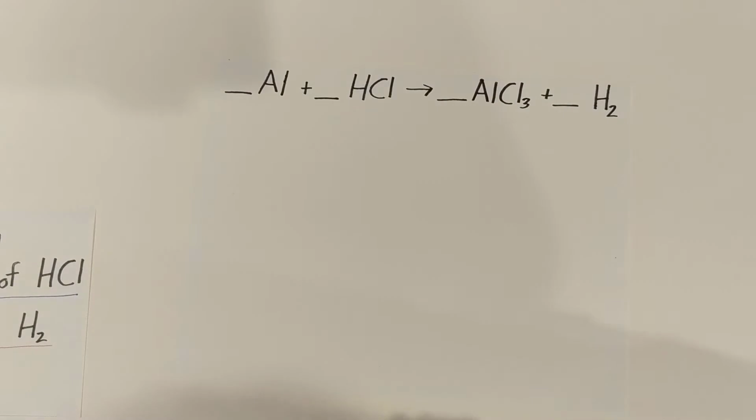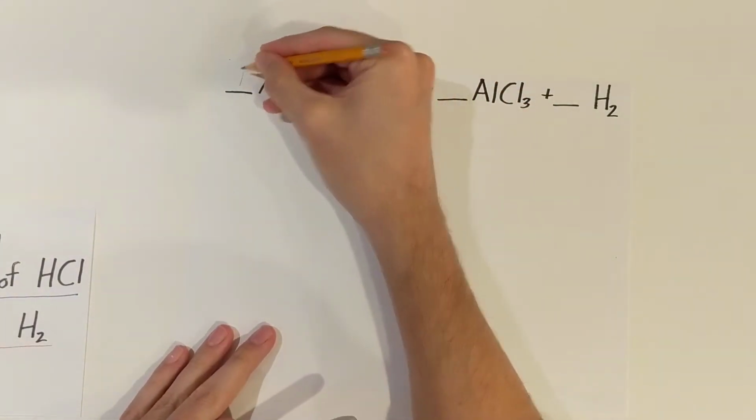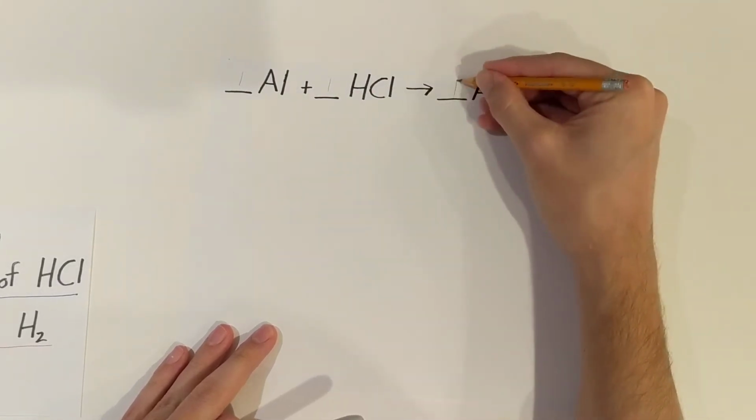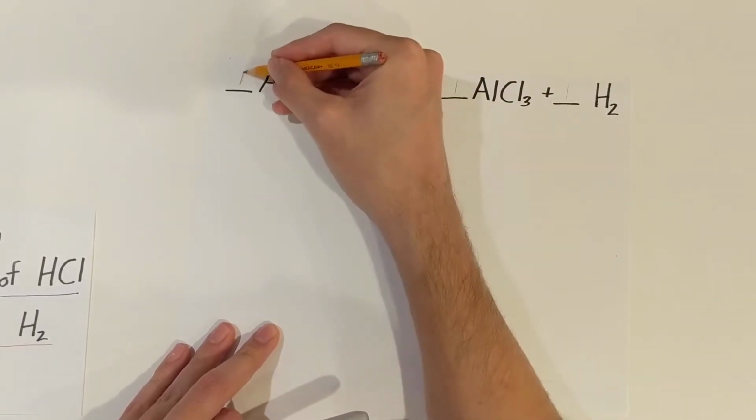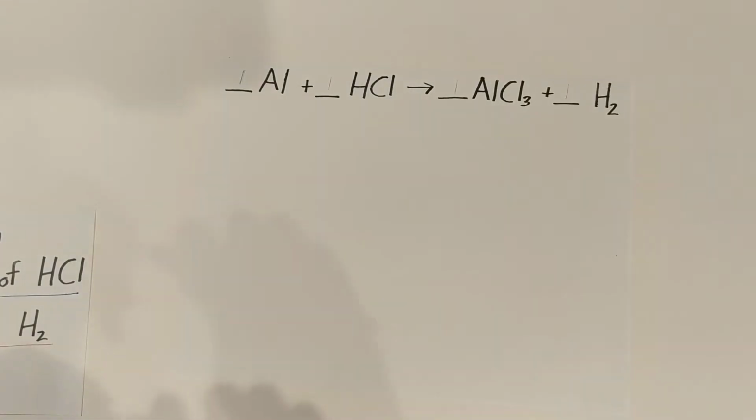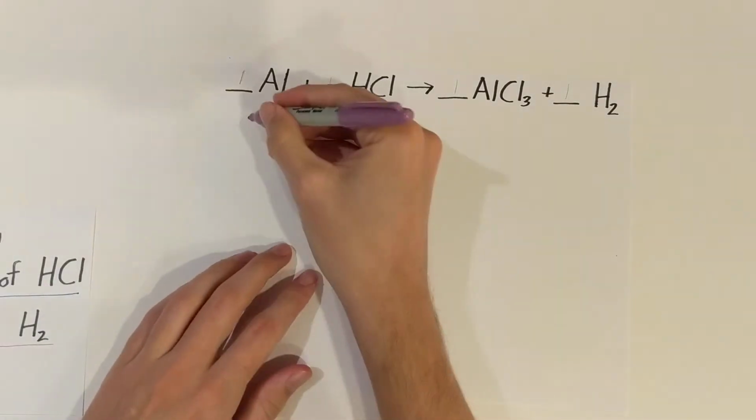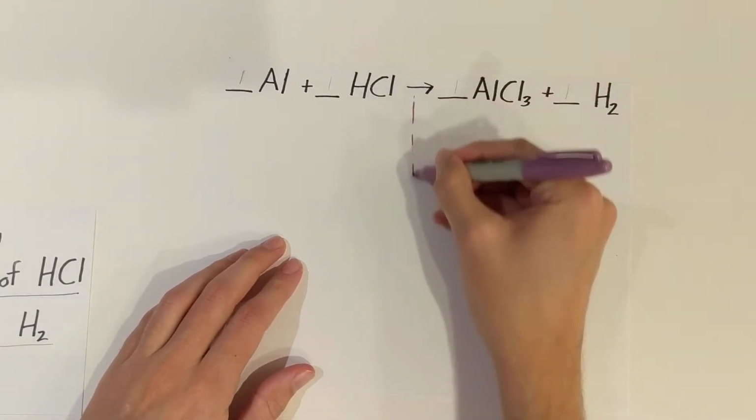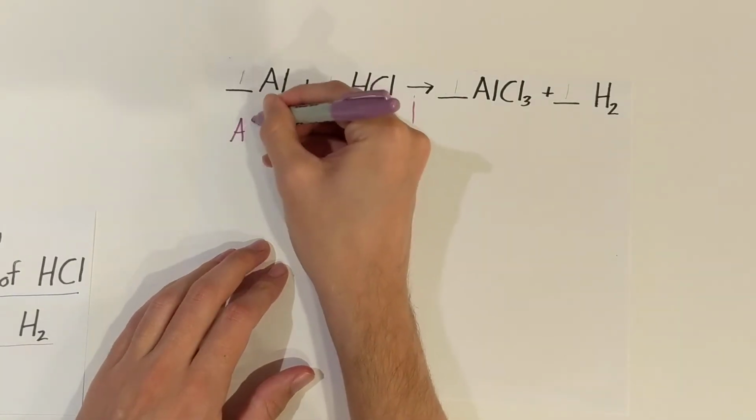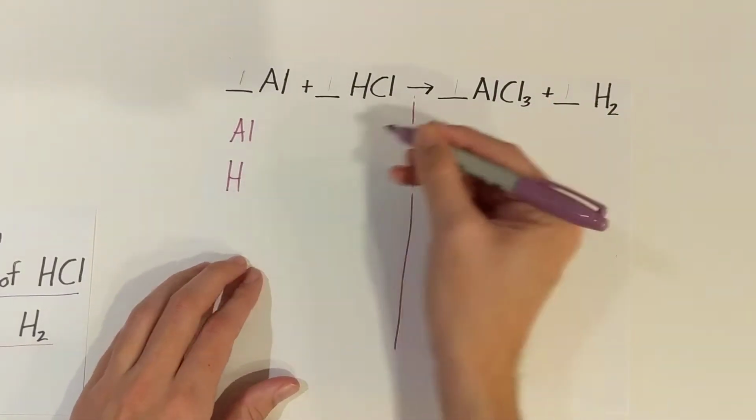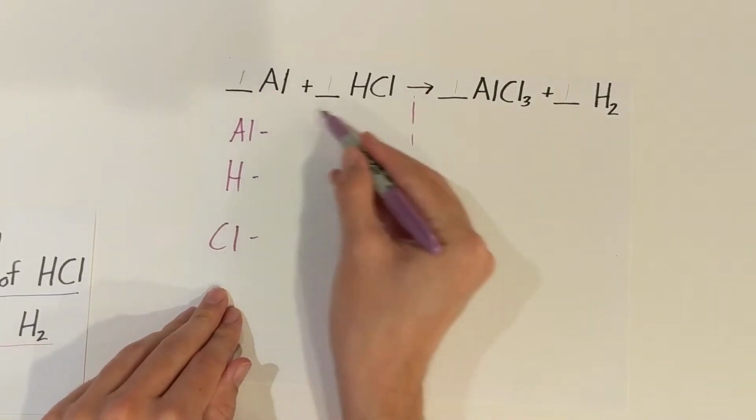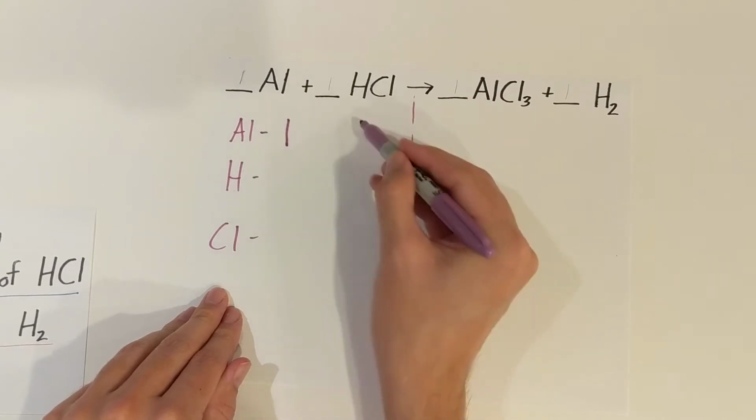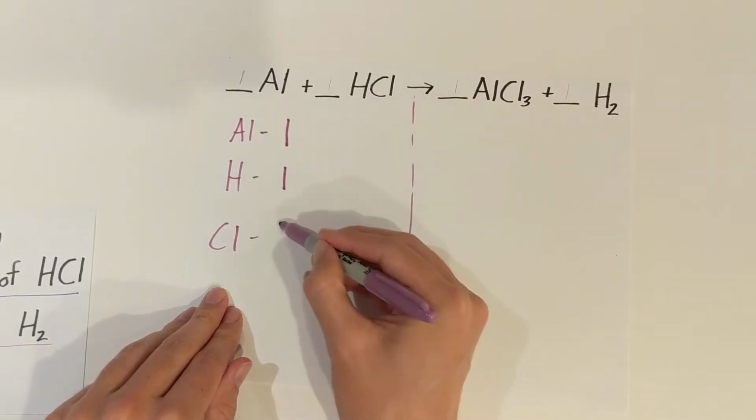The way we do that is we're going to start with assuming each one's 1. I'll write it in pencil, and we're going to have to erase these as the coefficients change. So I wrote it pretty lightly. It's going to be 1 all around, and we can find out how much of each element we got. On the left side, we got 1 aluminum, 1 hydrogen, and 1 chlorine.